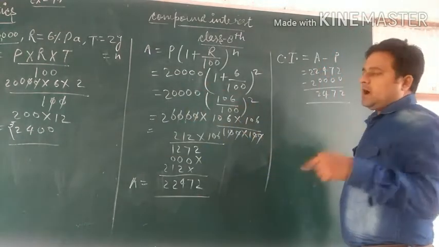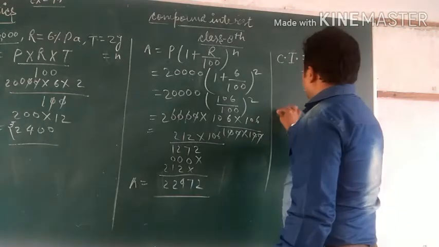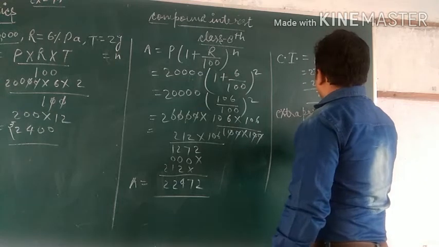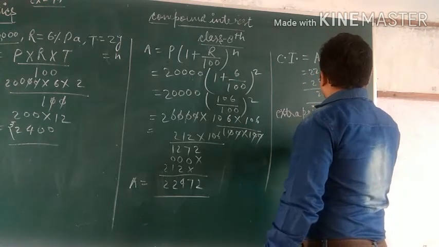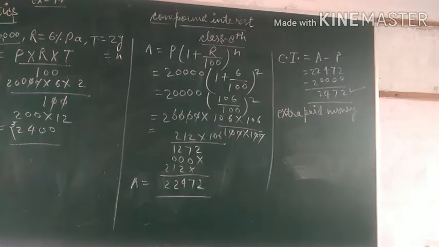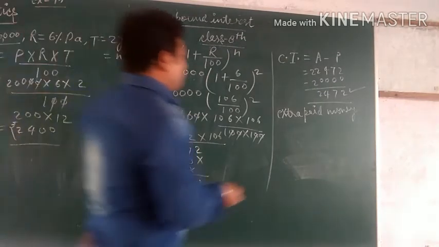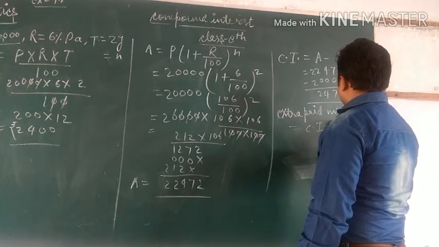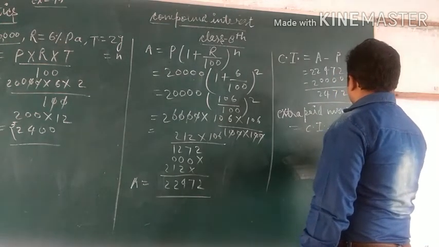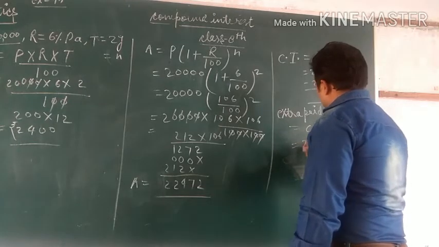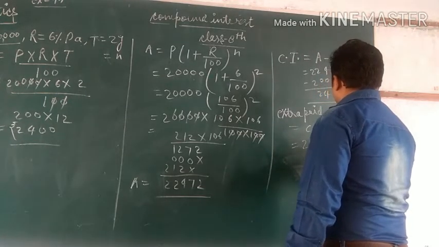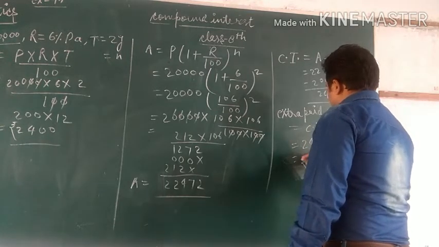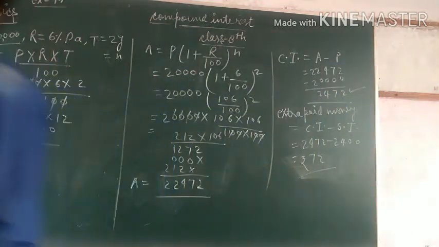So it is asking how much extra money was paid. Extra paid money. Then you will subtract CI minus SI. Means 2472 minus 2400. That will give rupees 72. Got it?